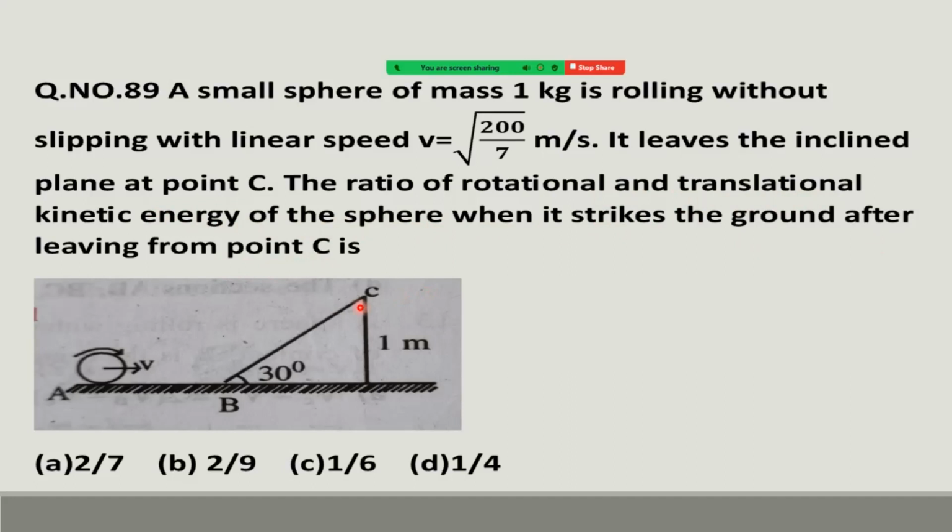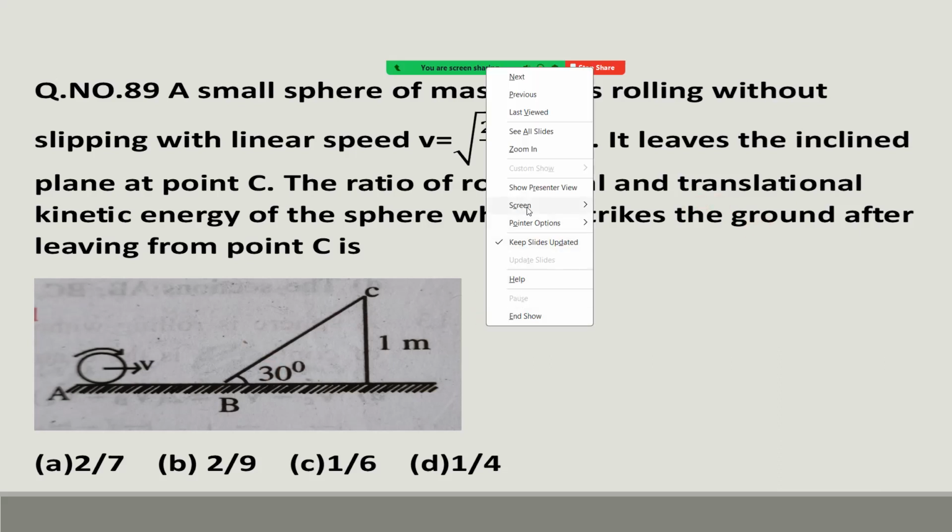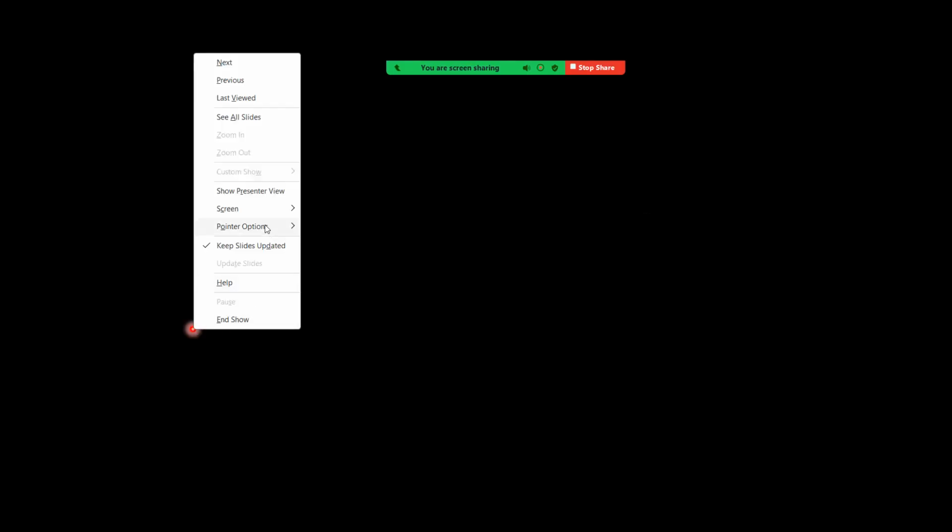Right. See how to start the problem. Given velocity, it is root of 200 by 7, right? Leaving here, height is 1 meter, angle 30, right? Let us see how to start it. First of all, make a diagram, that given diagram.